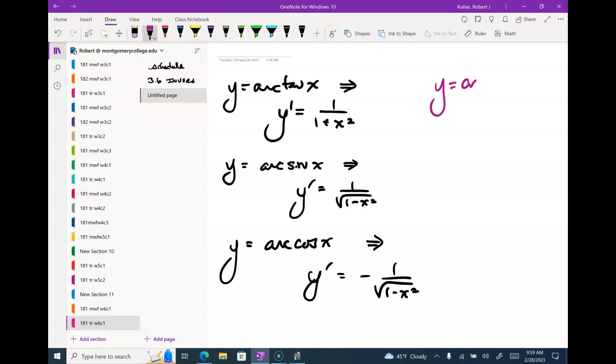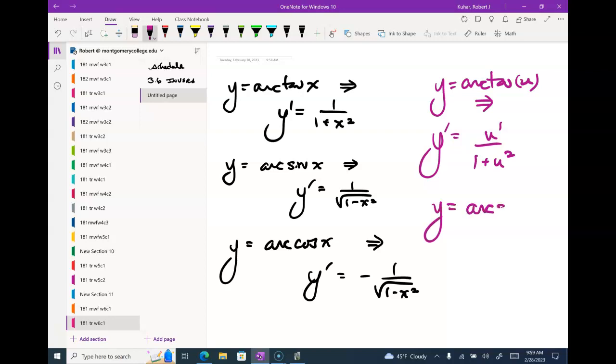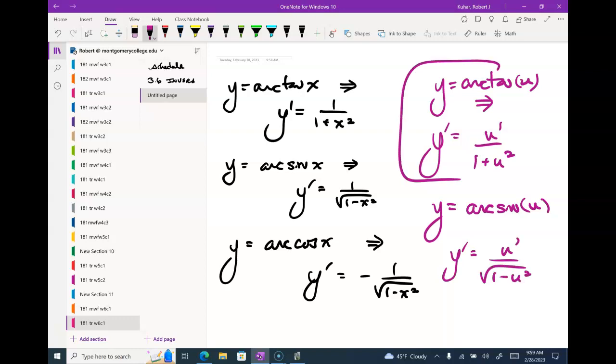If y equals the arctan of u, this is the one I want to memorize or put on my formula sheet. Y prime is u prime over 1 plus u squared. And what do I need here to fill in this derivative? I need u. I need u prime, I need u squared. Then plug and chug. That's all you have to do for these. What's my second one? Y equals arc sine of u. And what do I get? I get y prime is u prime over square root of 1 minus u squared. Those are the ones I really want you to know.